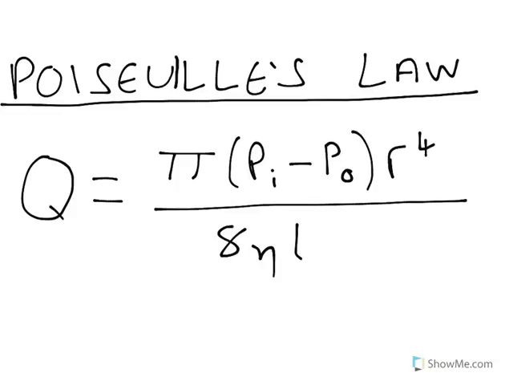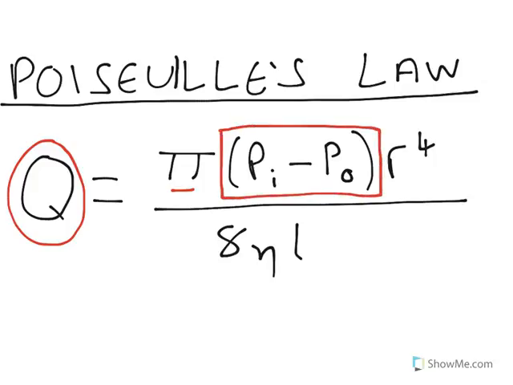So Poiseuille's law states that the flow rate, Q, is equal to pi times the pressure difference between the two ends of our pipe multiplied by the radius of the pipe to the power of 4, divided by 8 times the viscosity of the liquid, represented by this letter nu, multiplied by the length of the tube in question.